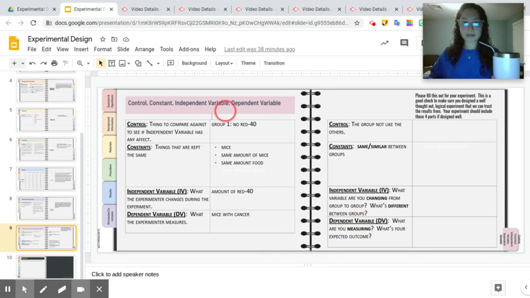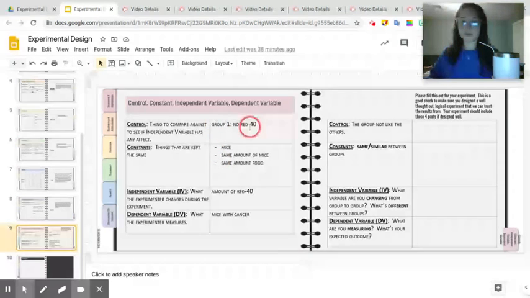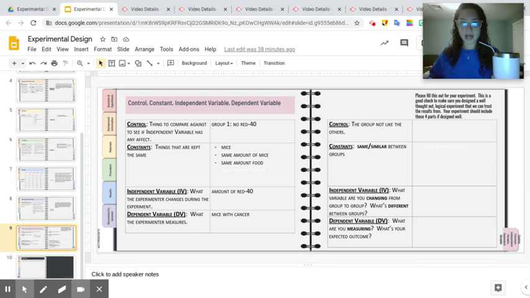So let me summarize this. Ready? In my experiment, I had one group that was not like the others. That was group number 1. They only got water. I had that group to make sure that the red 40 is what was causing cancer and not anything else in the experiment.